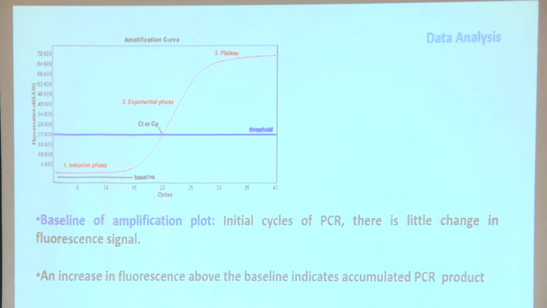So either way, the fluorescence is not there. As the amplification starts, the fluorescence comes, and the fluorescent signal is captured. Then there will be a point where there is no more fluorescent accumulation, because there is a limitation. Everything is a limiting factor here. There may not be sufficient template after this stage. There may not even be dye. So saturation, so the curve doesn't go further. An increase in fluorescence above the baseline indicates accumulated PCR product.